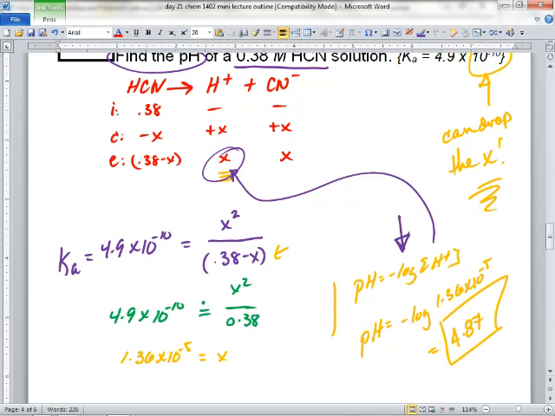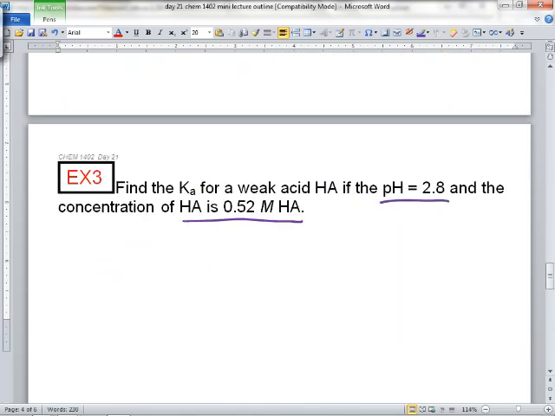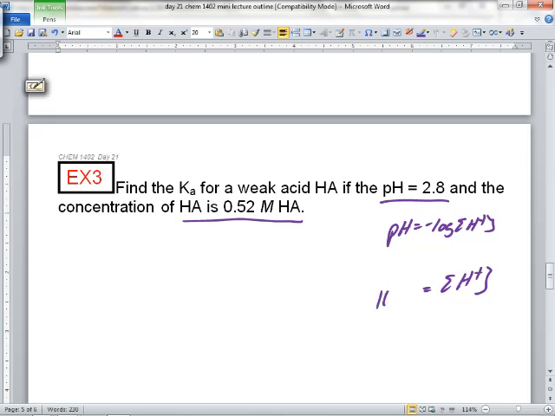If they give you a pH, how do you get the hydrogen ion concentration? What's the relationship for it? pH is the negative log of H. How do you get the H? Use the 10. It's going to be 10 to the negative 2.8, or in general, 10 to the negative pH. So we can get our hydrogen ion concentration. Why is this a big deal? I don't know the Ka.